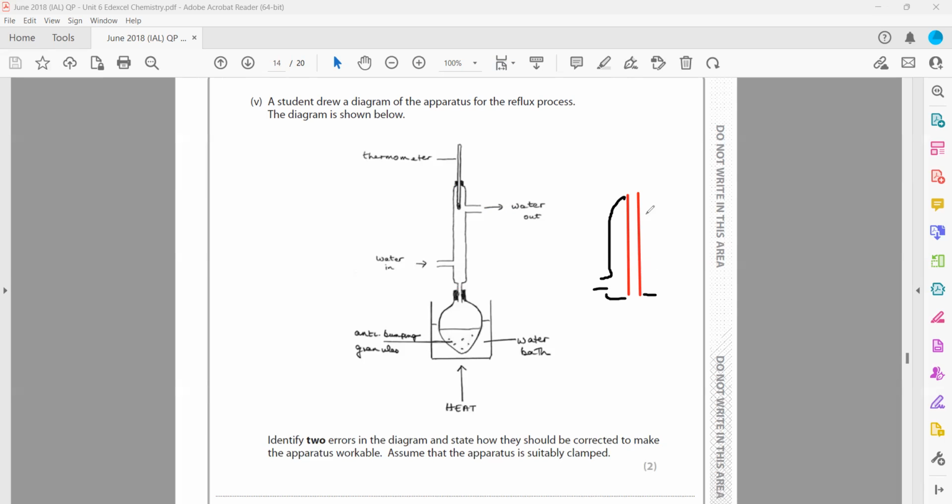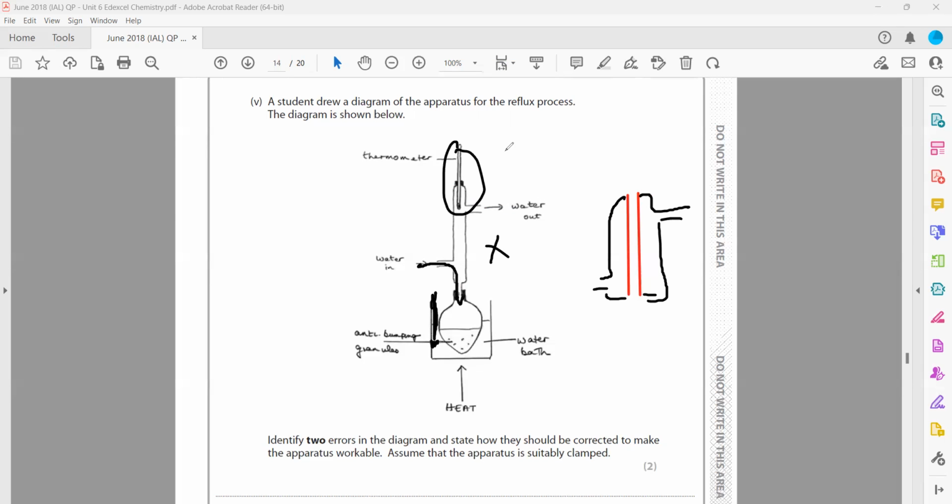So the water does not mix with the content in the flask. With this setup, the water would mix with the content in the flask, so it won't work. Second thing, we don't place a thermometer here. As you can see, the condenser is sealed here, but it should not be. It should be open, and the thermometer should be placed in a water bath to measure the temperature of this water bath.